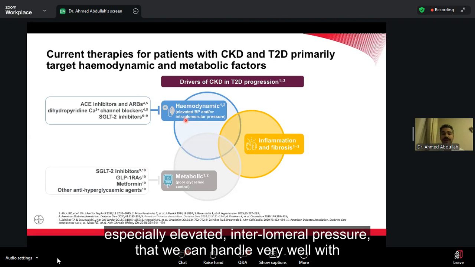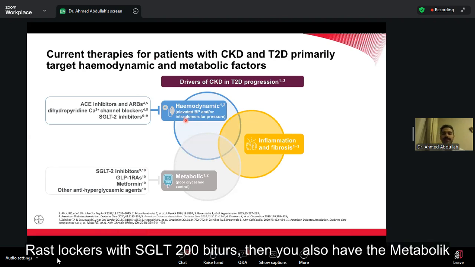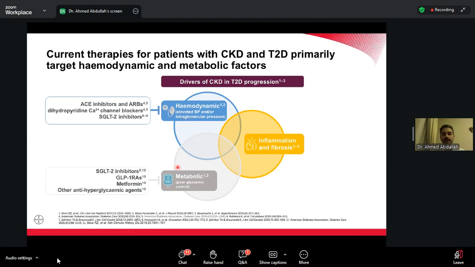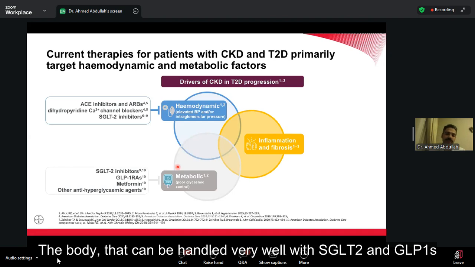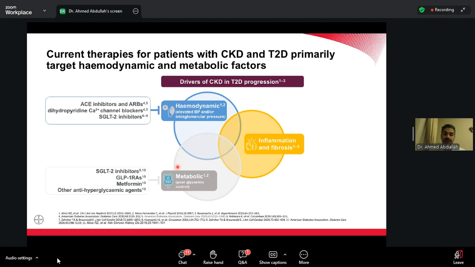Now that we can handle very well with the RAS blockers, with the SGLT2 inhibitors. Then you also have the metabolic damage, the endothelial dysfunction, the oxidative stress, and all of the glycemia and its nefarious effects on the body. That can be handled very well with SGLT2 and GLP-1s.